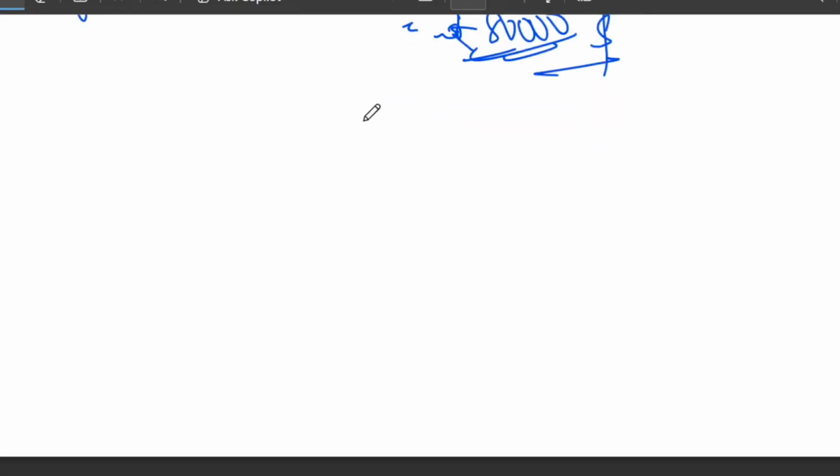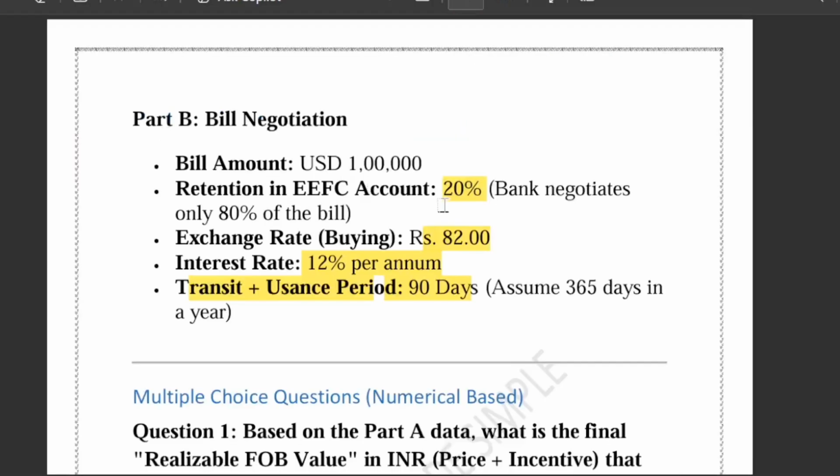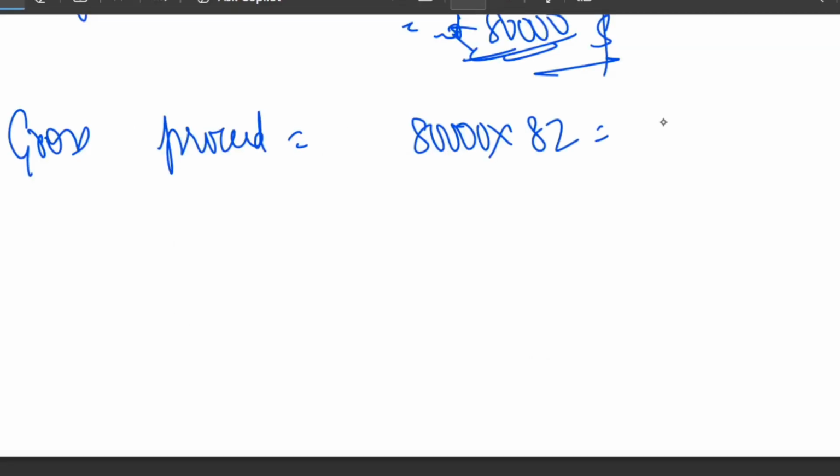Second thing we have to do is to convert into INR. So what is your gross proceed? Gross proceed is 80,000 multiplied by the rate, 82 rupees, right? 80,000 multiplied by 82 rupees, which is equal to 65 lakh 60,000. This is the gross proceed. That is how we convert to INR.